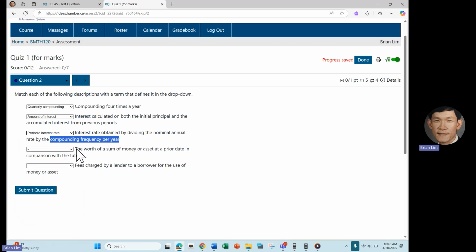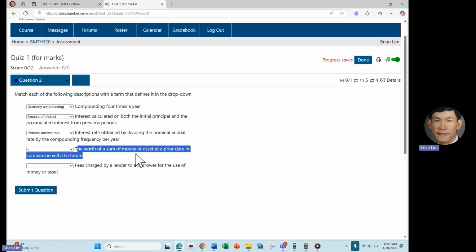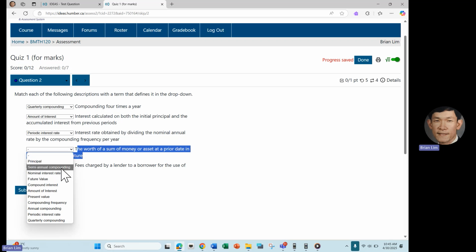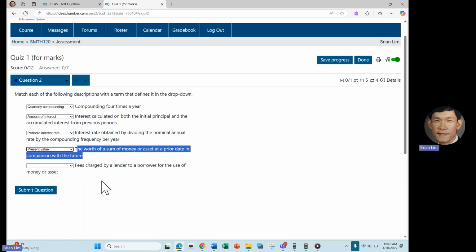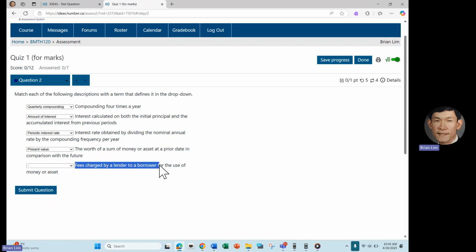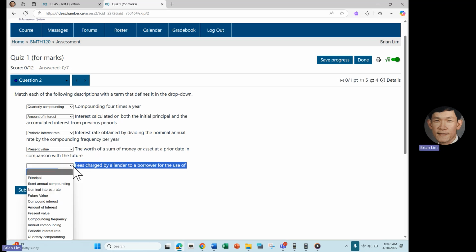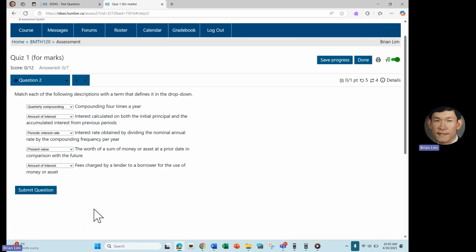The worth of a sum of money or asset at a prior date in comparison with the future date. So we know there is present value, there is future value. So it looks like it's a previous date, so it probably should be present value. Now, fees charged by a lender to borrow for the use of money or asset. If you charge a fee, then you're probably charging some interest, right? Okay, so let's put amount of interest.